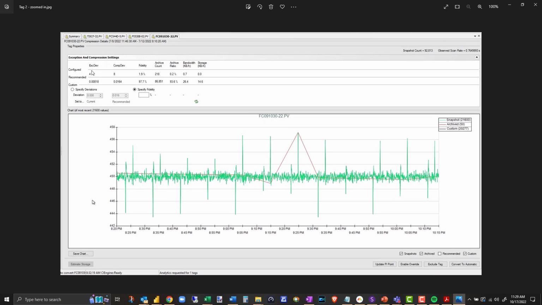Right now their exception deviation is 4 engineering units. Their compression deviation is 8 engineering units. Their fidelity of information is like 2%. Oh my Lord. So they've only archived 218 of all of the data points they've gotten in, and their snapshot count is 92,813. They've archived 218 of them. So they're not archiving anything. No, they're really not.